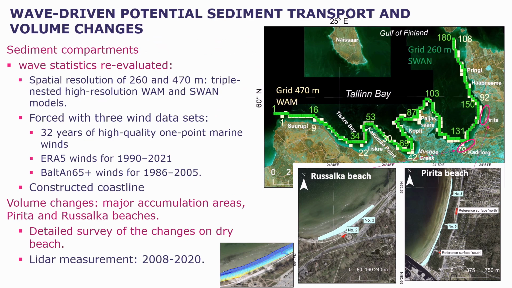Now, to estimate this longshore sediment transport driven by waves, we have utilized three different wave statistics derived from three different wind datasets. These datasets were applied to grids with varying spatial resolution and also different model configurations. The one model with a resolution of 470 meters was run for the one-point marine winds measured in Kalbadagrunda. And the other wind datasets, ERA5 and Baltic 65, were used for the higher resolution grid, and the SWAN model was used. These wave datasets were calculated by other colleagues.